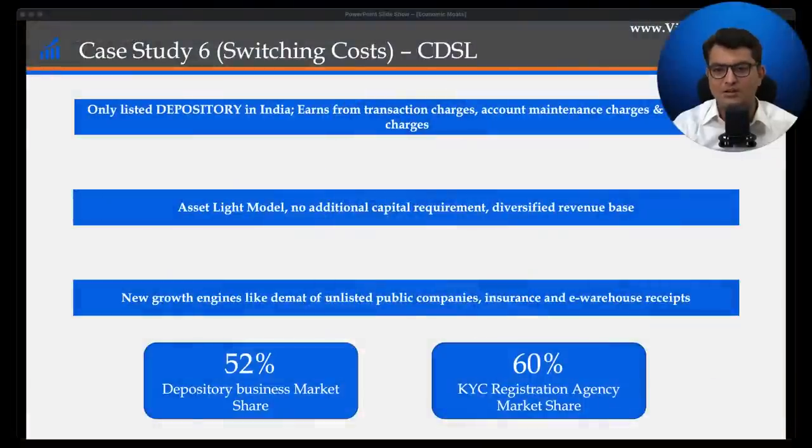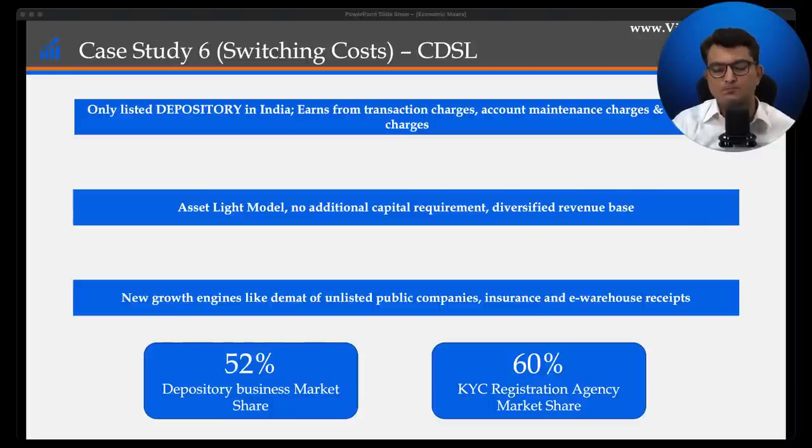Yeah, so let's move to the next one, which is again a very powerful business which I want to show all of you. This is the sixth company which all of you know. How many of you are buying shares? And if you have bought shares, you might know about this company, which is called CDSL. Okay, CDSL is again an example of network effect moats.